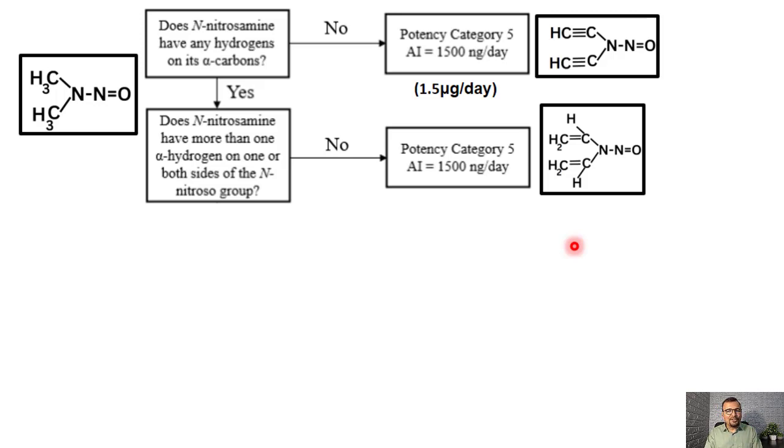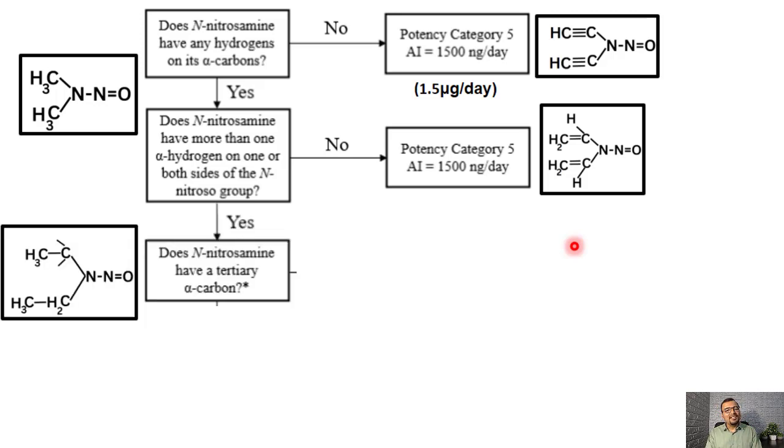But there could be a second situation where there are more than one hydrogen present on your alpha carbon. In that case, we have to actually calculate this category, and we'll talk about those in the coming points. But for this particular situation, the question is, does your nitrosamine have a tertiary alpha carbon? And here is the diagram that talks about the tertiary alpha carbon.